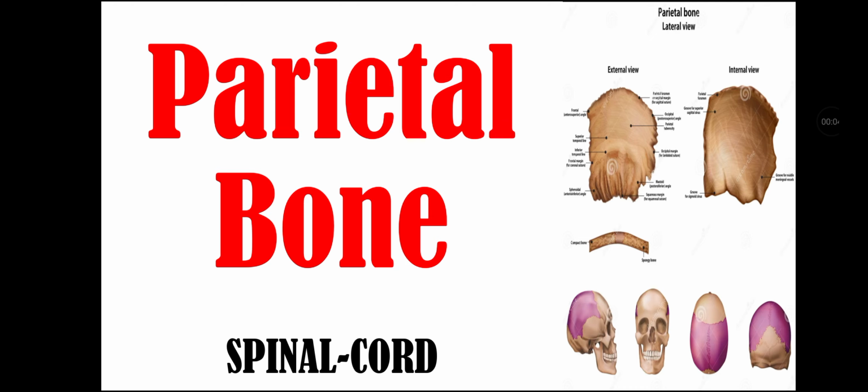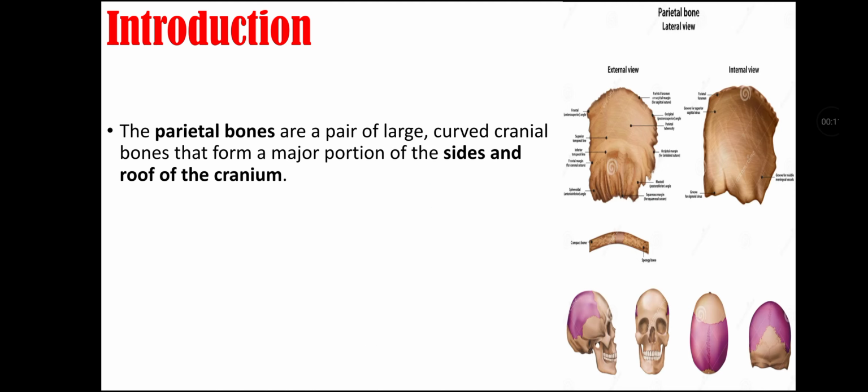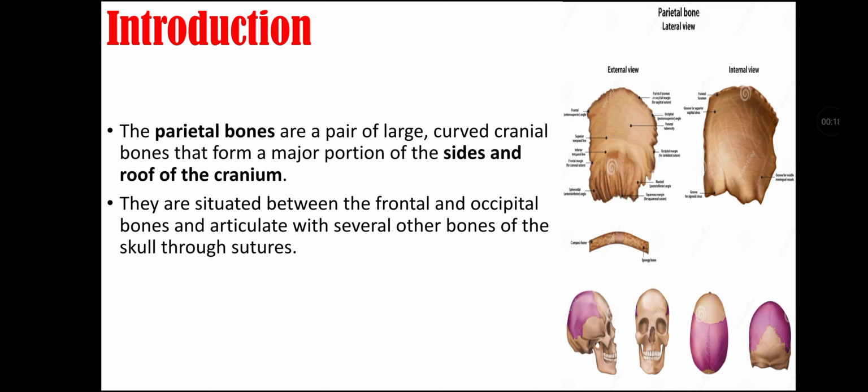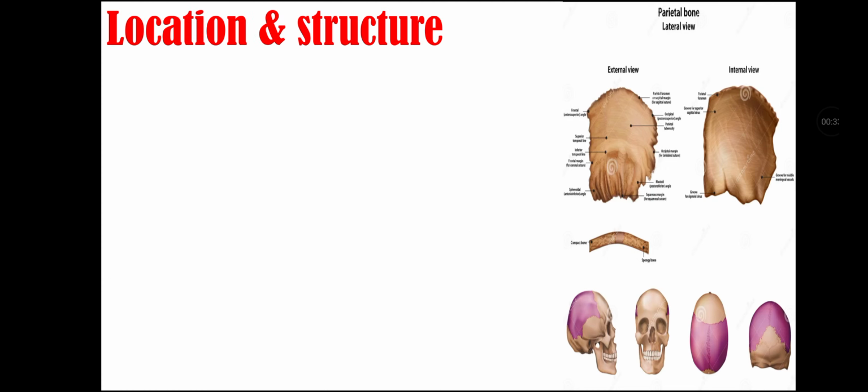Today we are going to talk about parietal bone. So let's start the topic with introduction. Parietal bones are a pair of large curved cranial bones that form a major portion of the sides and roof of the cranium. They are situated between the frontal and occipital bones and articulate with several other bones of the skull through sutures. Being flat bones, their primary function is the protection of the brain and providing attachment for muscles of the head.